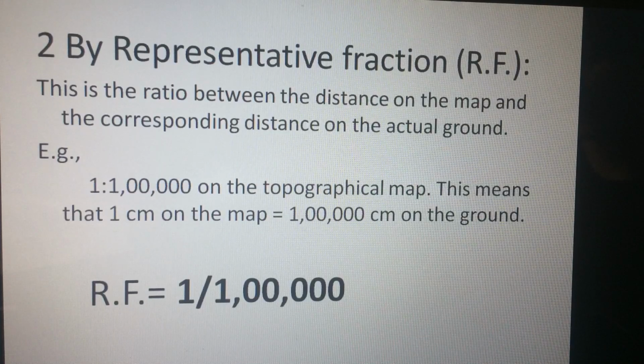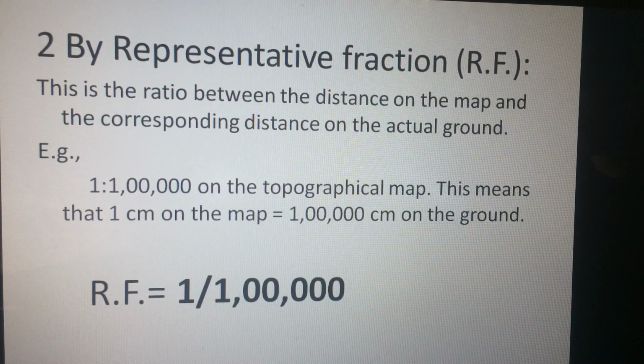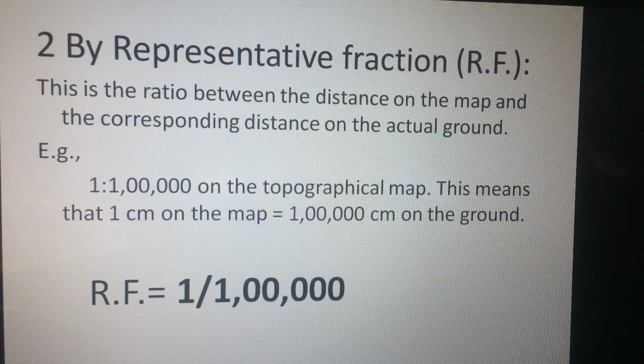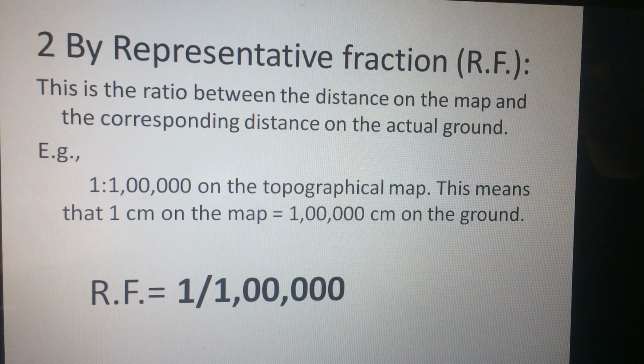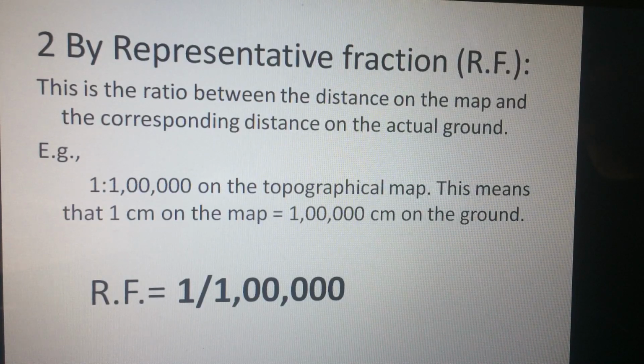Here, how have we calculated 1 lakh centimeters? First, change both sides to the same units of measurement. We first converted 1 kilometer is equal to 1000 meters. Then 1000 into 100, because 1 meter is equal to 100 centimeters. So in the end we have got 1000 into 100 is equal to 1 lakh centimeters. So it is represented as RF is equal to 1:1 lakh.